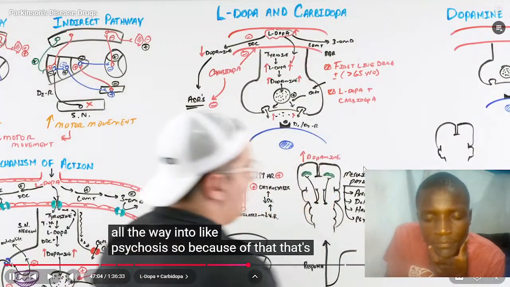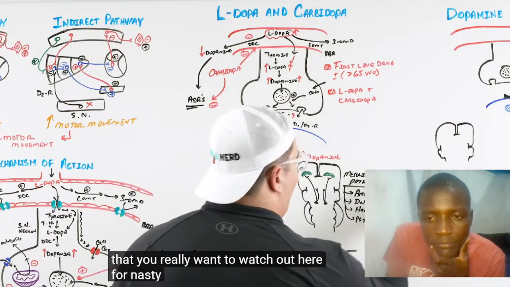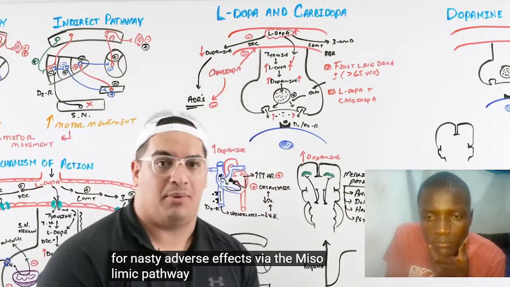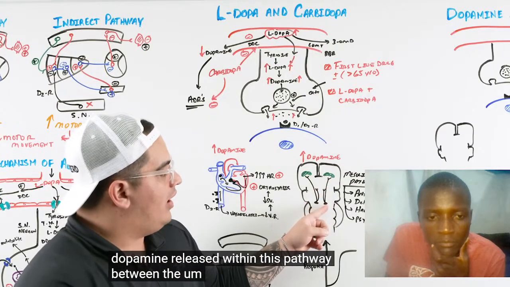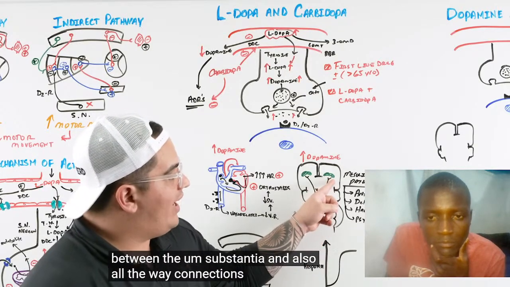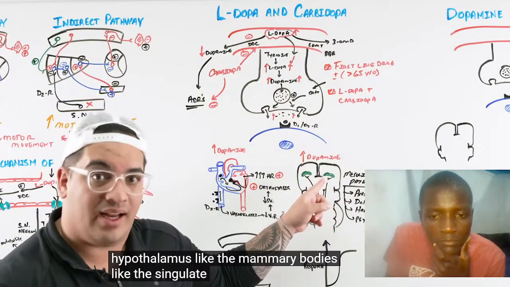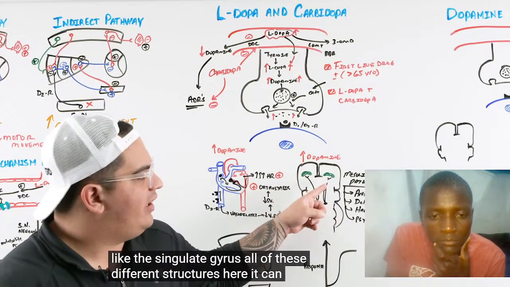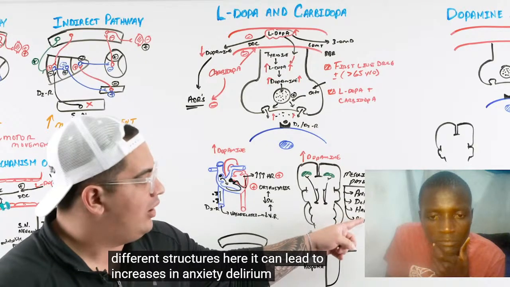That's kind of a scary thing to think about here, is that you really want to watch out for nasty adverse effects via the mesolimbic pathway. When there's lots of dopamine released within this pathway between the substantia nigra and all the way connections into the limbic nuclei, like the amygdala, the hypothalamus, the mammillary bodies, the cingulate gyrus, all of these different structures, it can lead to increases in anxiety, delirium, hallucination, psychosis, even sometimes impulse control problems.